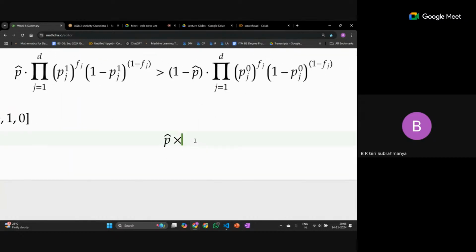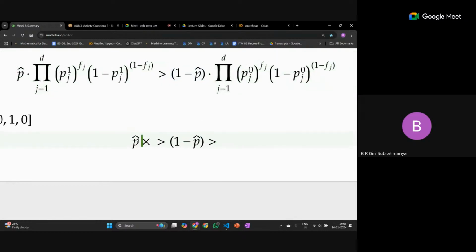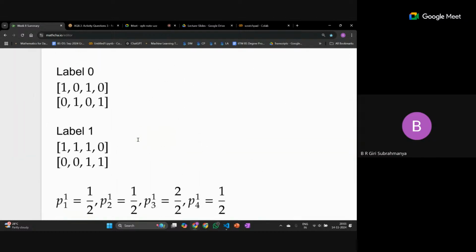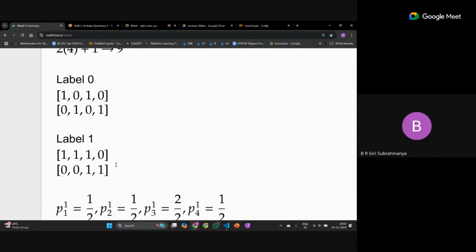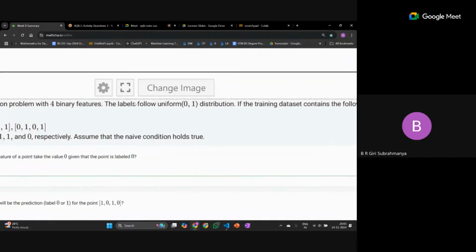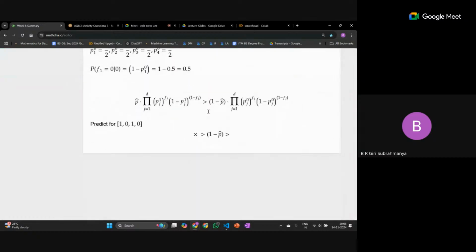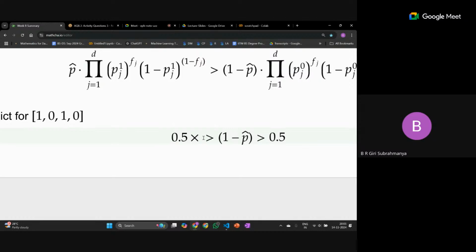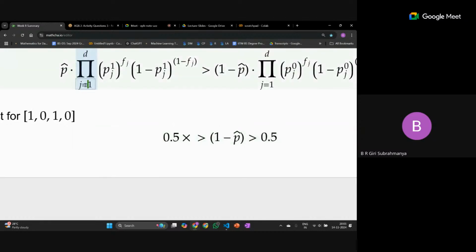So you have P hat on this side, and you have 1 minus P hat on this side. Now P hat is what? We predicted that. Now how many label 1 data points are there? 0.5, right? It's given that the label follows uniform 0, 1. So anyways, it's going to be 0.5. Now, what is this going to be? So it's a product. Let's write it as product for every feature.